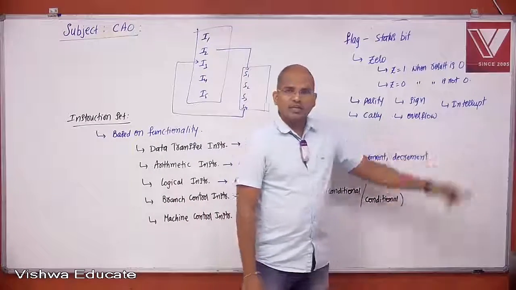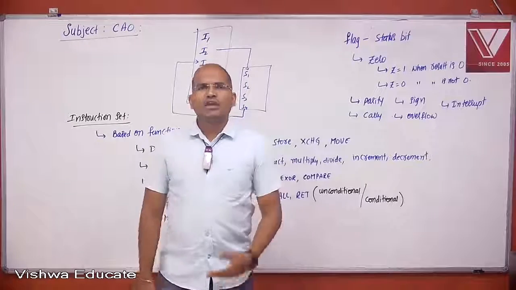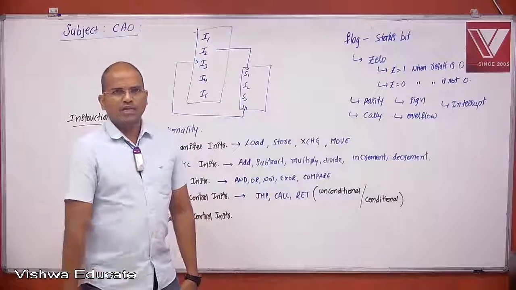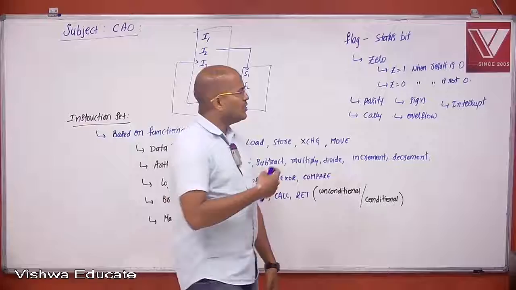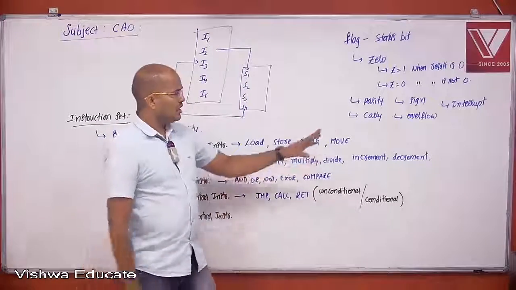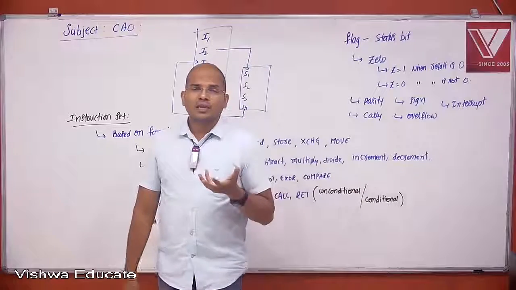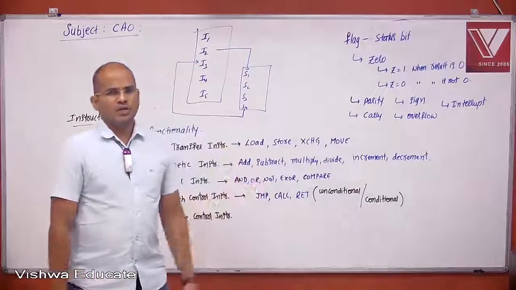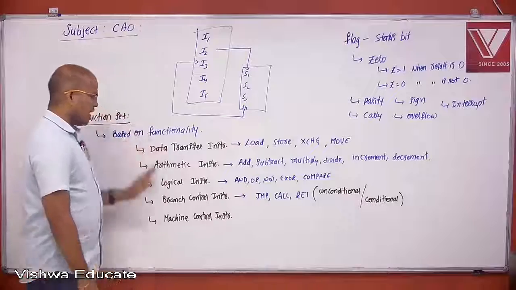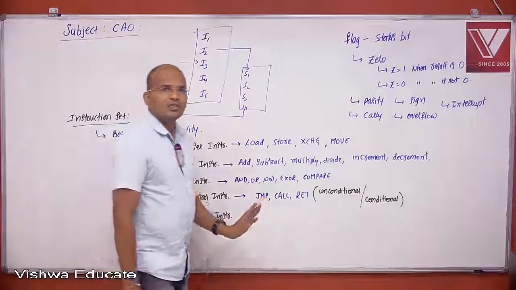What is interrupt? Interrupt is a signal generated seeking for the processor time. We'll come to it in detail in the later classes, but for now, keep that. Interrupt is a signal generated asking or seeking for the processor time. So that is all about your branch control.